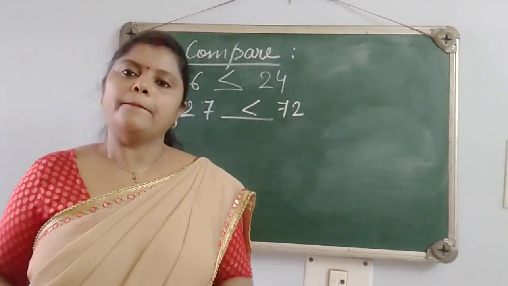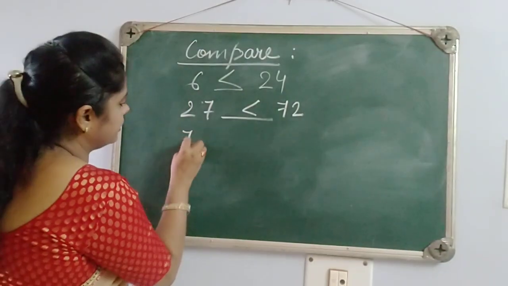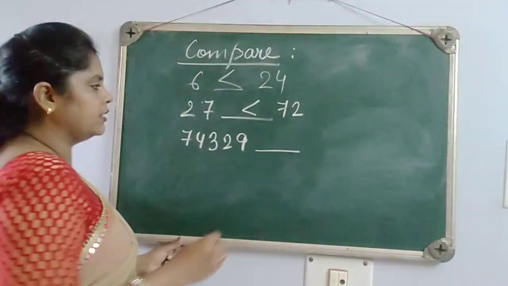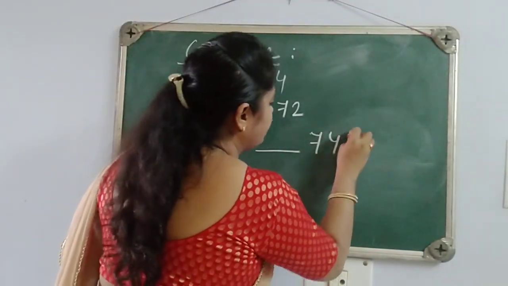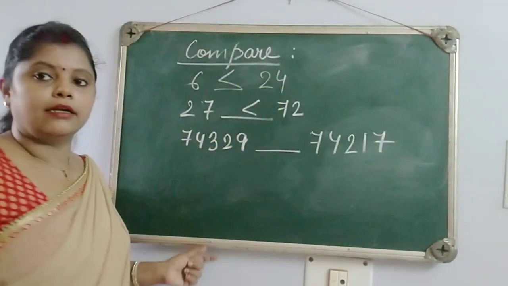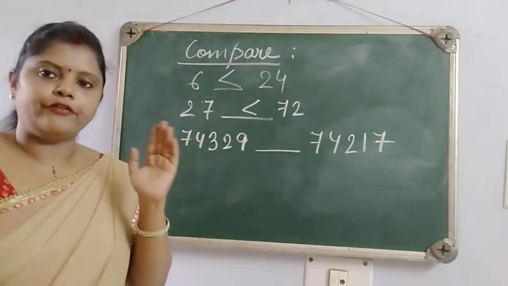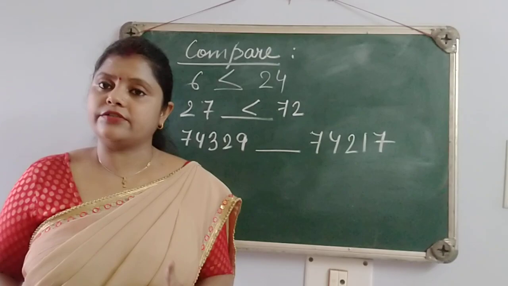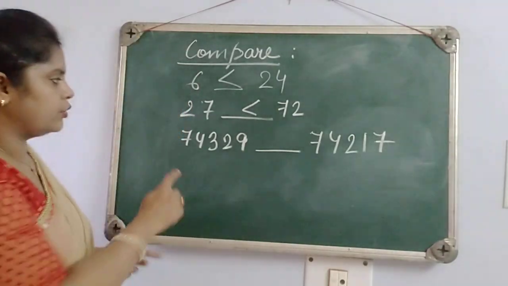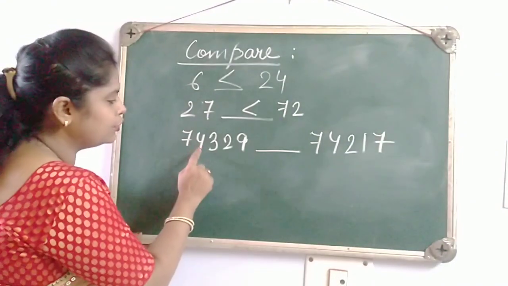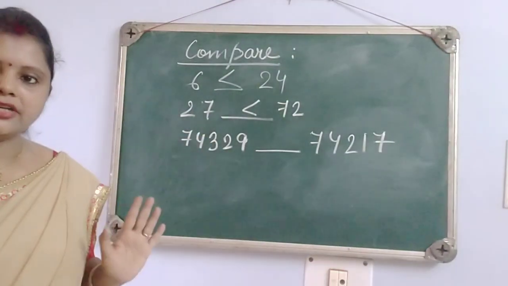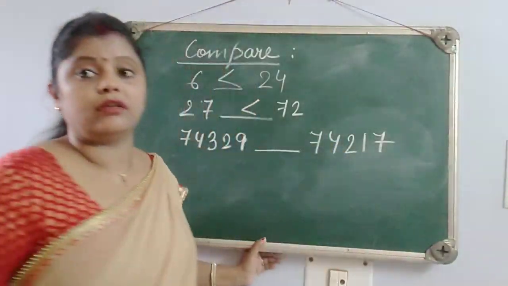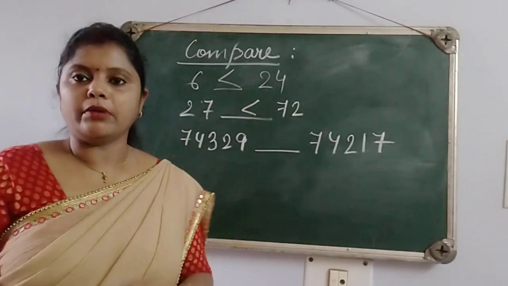Now just move to a bigger one. For example, I am writing 74329, this one, and another one is 74217. Now let's see. First work: whenever you are going to do a comparison, always count the number of digits first. This is the first work you have to do. So in this number, let's check 1, 2, 3, 4, 5. The first number has 5 digits. Now see the second one: 1, 2, 3, 4, 5. Now the problem arises. Both numbers have the same number of digits.